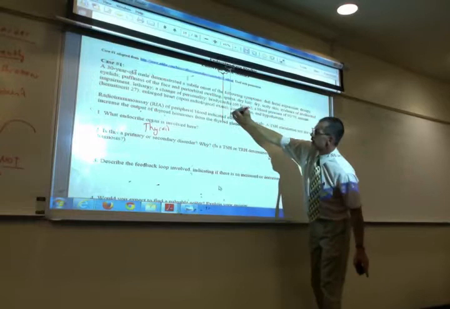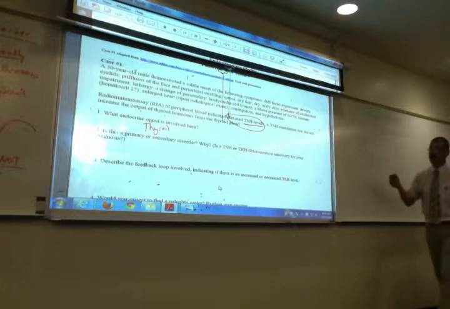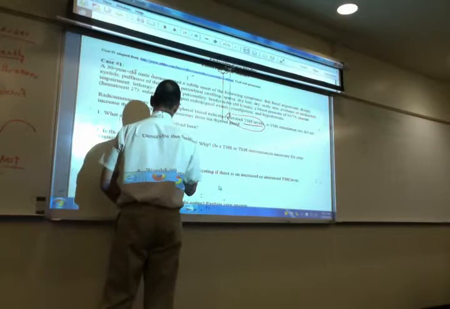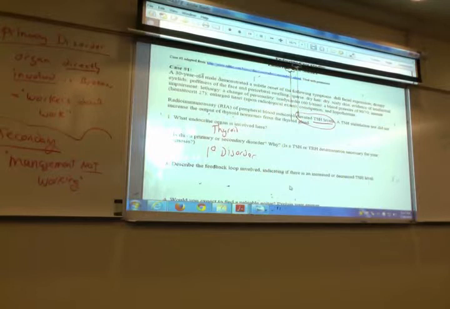Yes. But your workers aren't working. So therefore, they are on strike. They're not working. So this is a primary disorder. Because if TSH goes up, a thyroid should do something if it's obeying the rules. Okay? Make sense? So let's graph that.